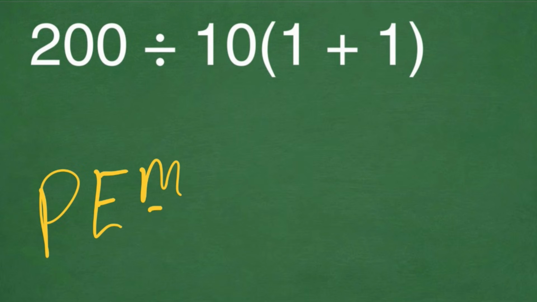here. So according to the rule PEMDAS, P stands for parenthesis, E stands for exponent, M and D stand for multiplication or division, A and S stand for addition or subtraction.